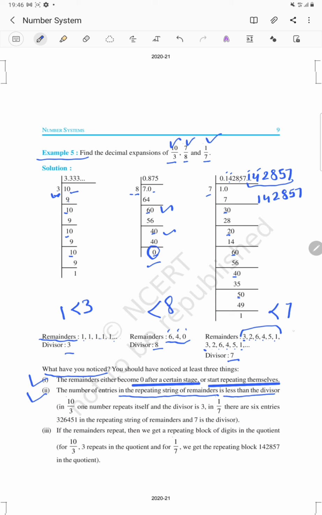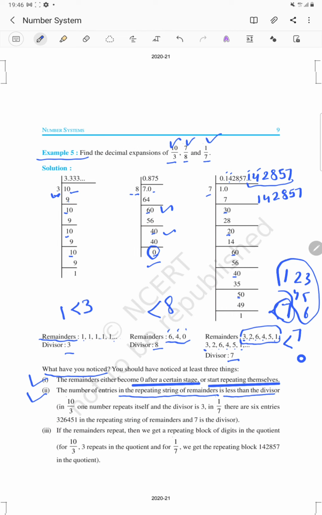Because when a remainder becomes equal to 7, then the final remainder will be 0, and the division would stop. Here it cannot come equal to 7. 1, 2, 3, 4, 5, 6 can be the possible remainders. The remainder can never be 7. And remember this always, that remainders are always less than the divisor.